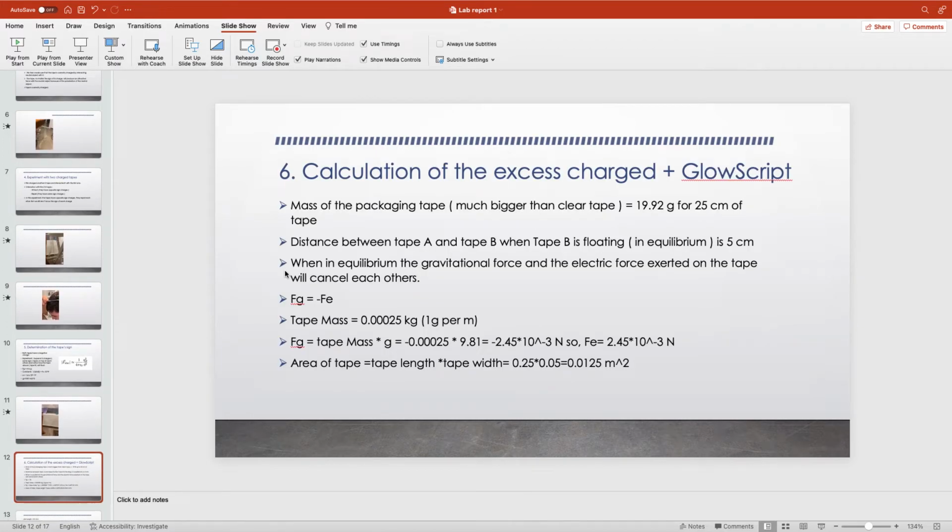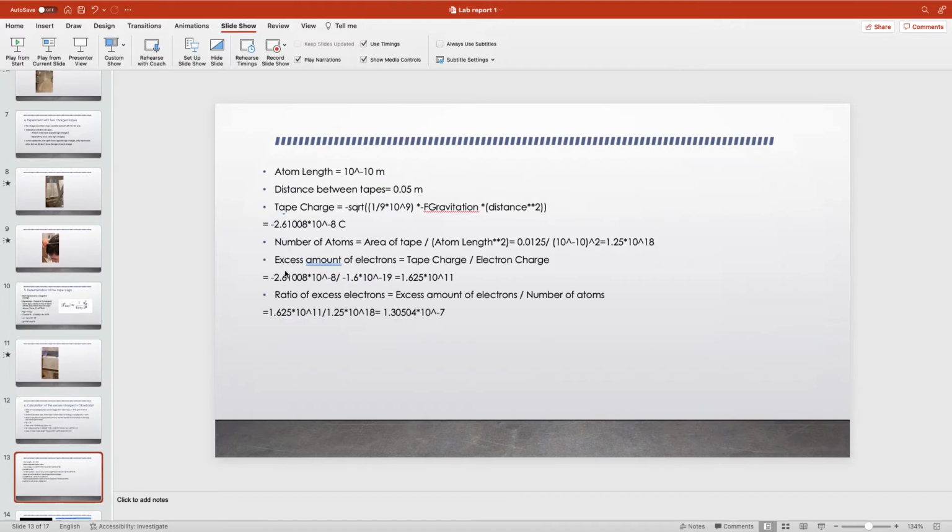Here are some of the calculations for the excess charge and GlowScript. So we find the mass of the packaging tape and the distance between the two tapes, which is 5 centimeters. And we know that when in equilibrium, the gravitational force and the electric force exerted on the tape will cancel each other, so Fg equals minus Fe. We also find the tape charge and use it to find the excess amount of electrons. And we also calculated the ratio of excess electrons.